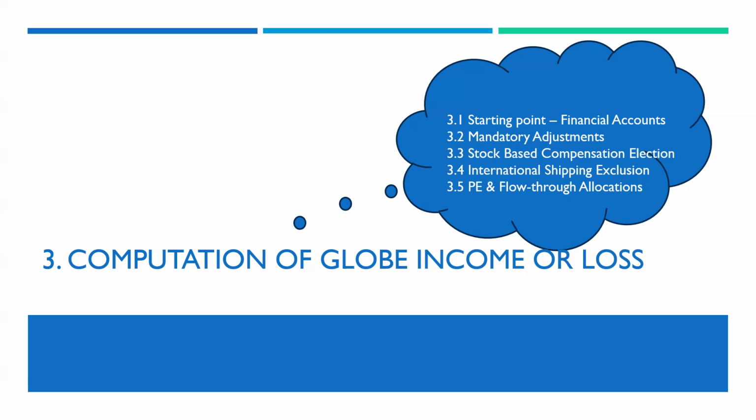What are the adjustments? We have 3.1 to 3.5 where we will discuss all the adjustments in detail. So today we will just bring in a flavor of how Globe income is computed. We'll just put down the baseline and the basic information that is needed. Okay.